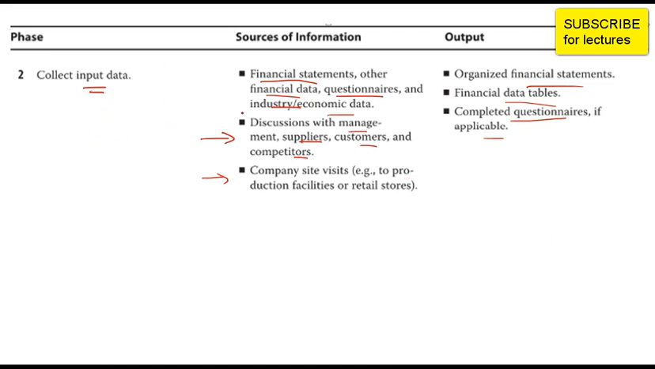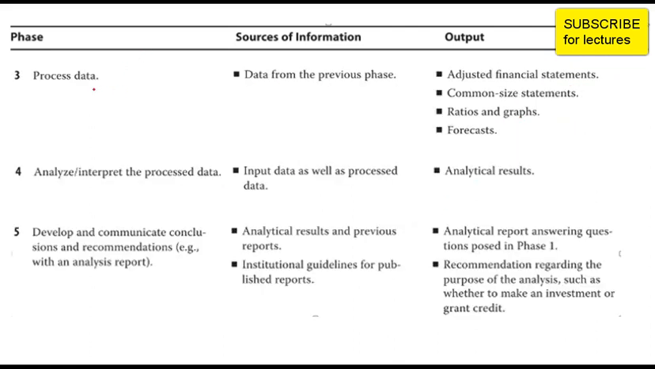Once you have collected the data and once you have organized it, then this output becomes an input to the next step. So this becomes an input to processing data. So you take data from the previous phase and then you process it. How do you process it? You process it by making adjusted financial statements with respect to your needs, by removing any extraordinary items, by including any items that have been missed but should be a part of financial statements.